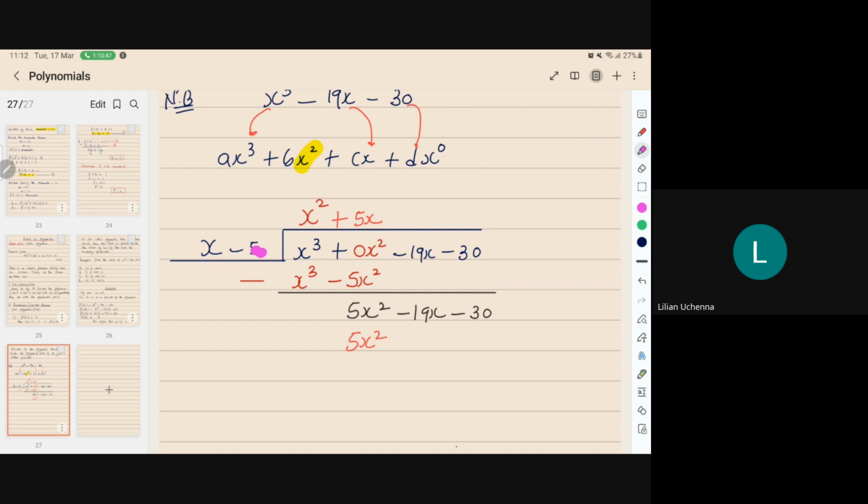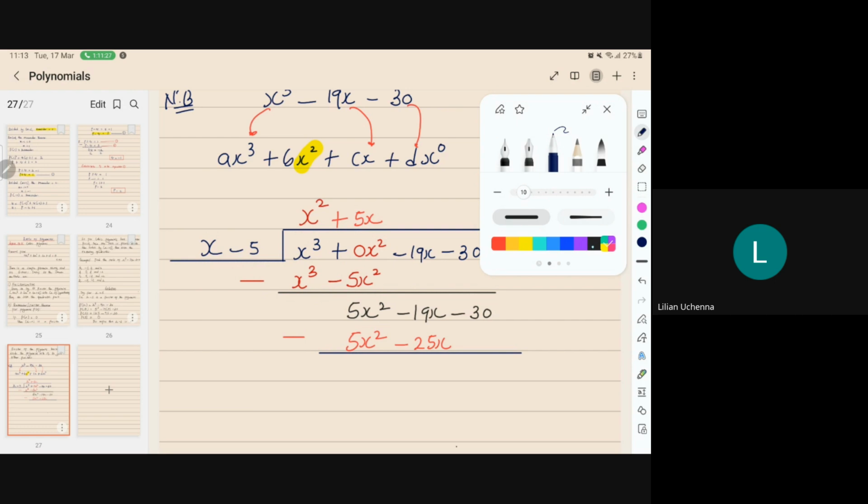Now 5x times minus 5 will give us what? Anybody paying attention? So that will give us minus 25x, isn't it? So I have minus 25x right here. Then I will subtract. So when I subtract, I should have a line this way. So this place will give me 0, the 5 will cancel out. Minus times minus is plus. 25 minus 19 should give us 6x, isn't it? So I should have 6x right here.